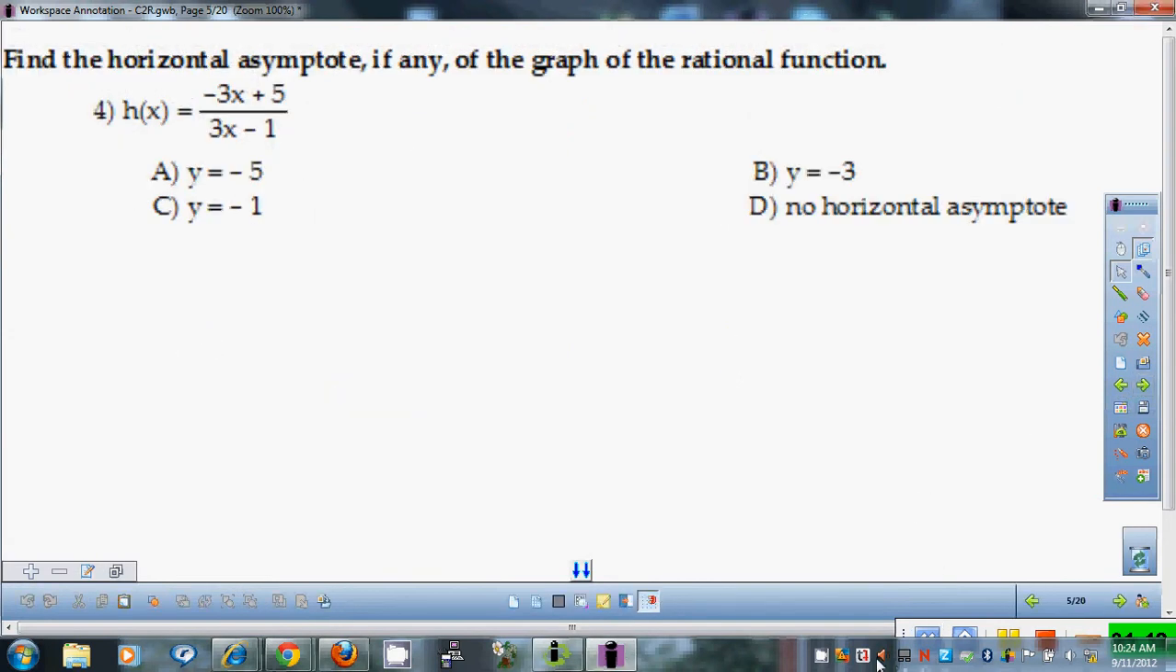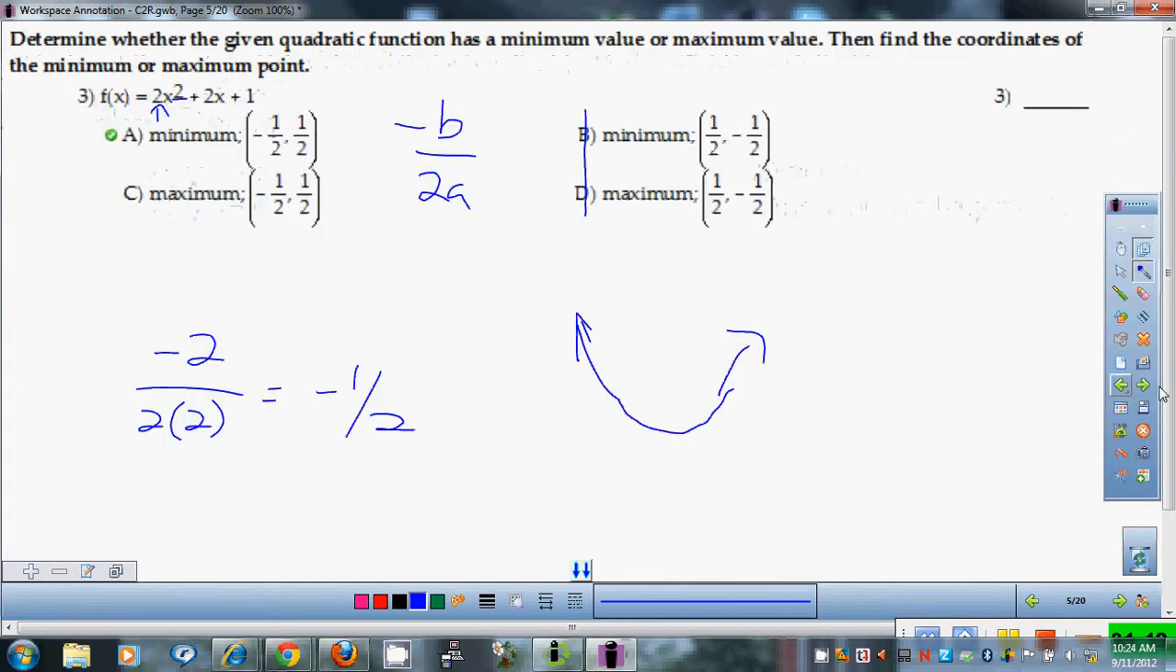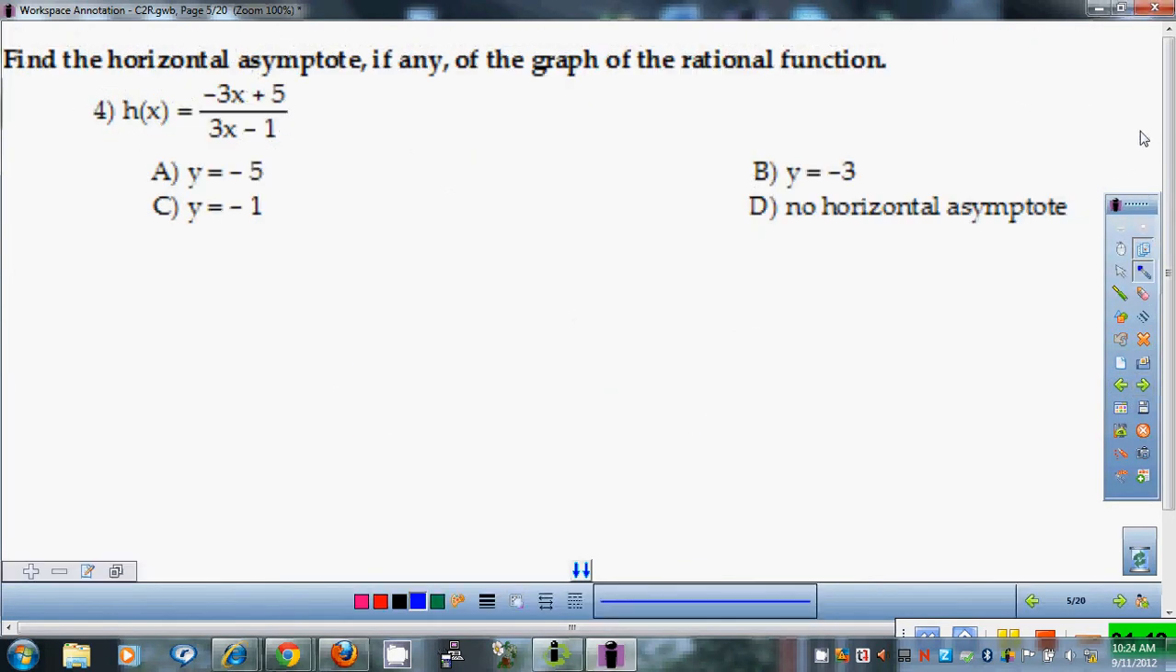Number 4. There it is. I won't even pause it because I bet somebody raised their hand really quickly. It was A. Kyler. Why? See, I said that so you'll second guess yourself. Why do you think it's D? Do you have your horizontal asymptote chart? You're right that they have the same, but that didn't imply that there was no horizontal asymptote. Derek, what did it imply?